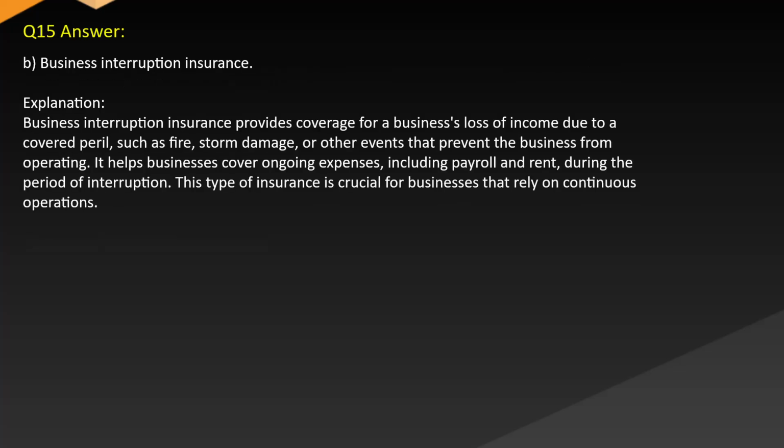Answer: B. Business interruption insurance. Explanation: Business interruption insurance provides coverage for a business's loss of income due to a covered peril such as fire, storm damage, or other events that prevent the business from operating. It helps businesses cover ongoing expenses, including payroll and rent, during the period of interruption. This type of insurance is crucial for businesses that rely on continuous operations.